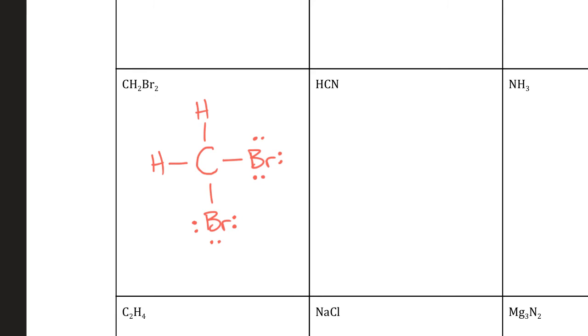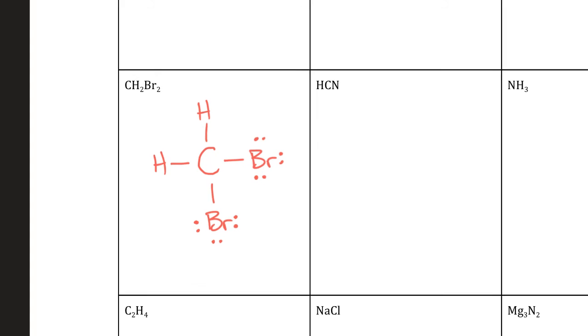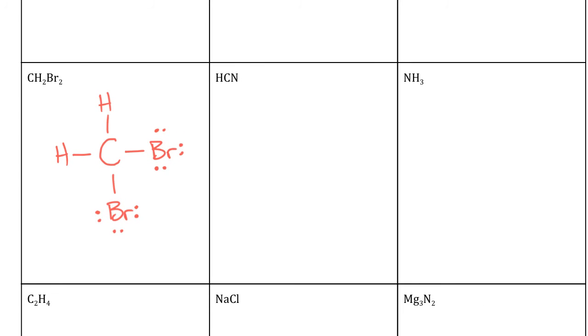So these satisfy the octet rule. That's how it should look then. HCN. So carbon with nitrogen with a hydrogen. Okay, hydrogen usually only has 1 bond to it. Carbon has 4 valence electrons.